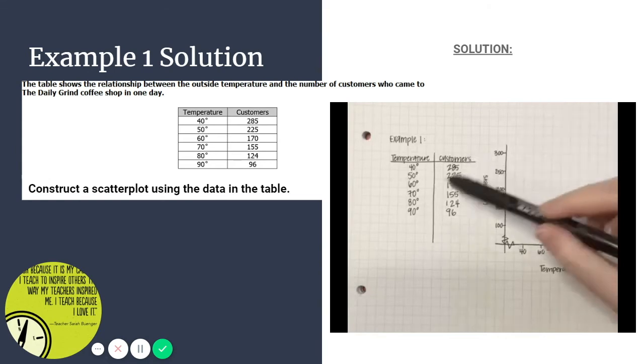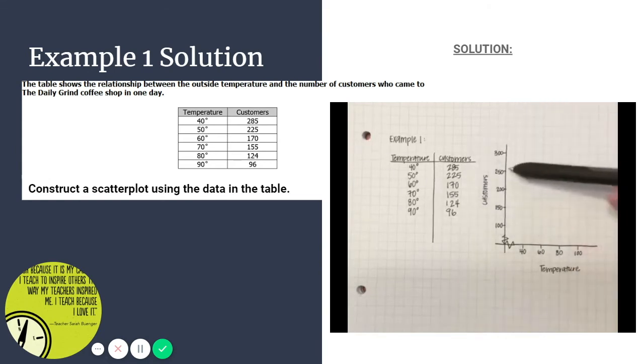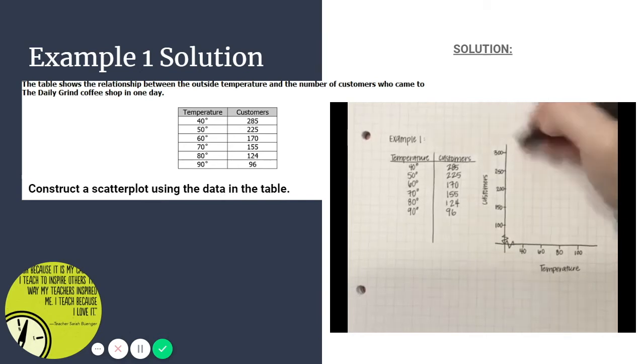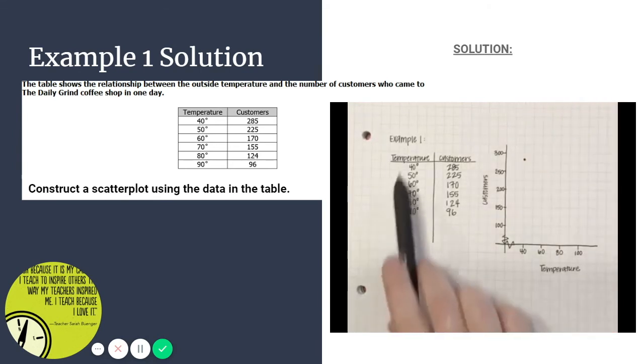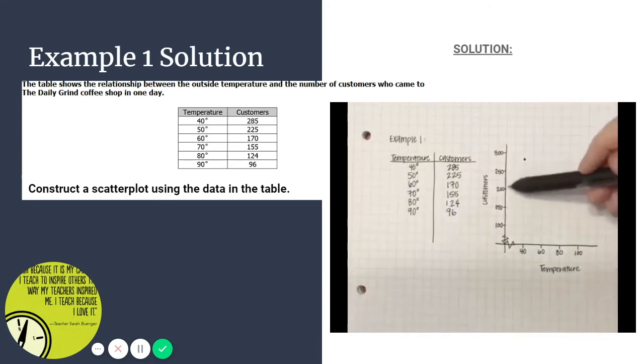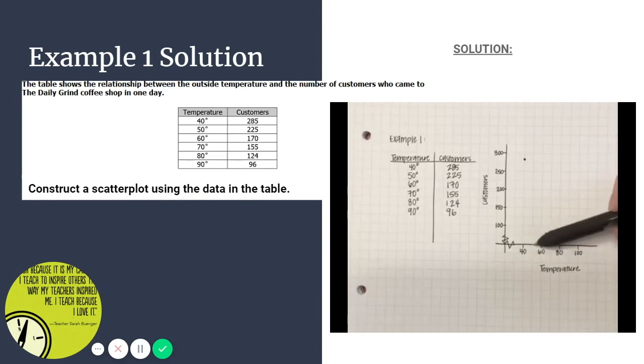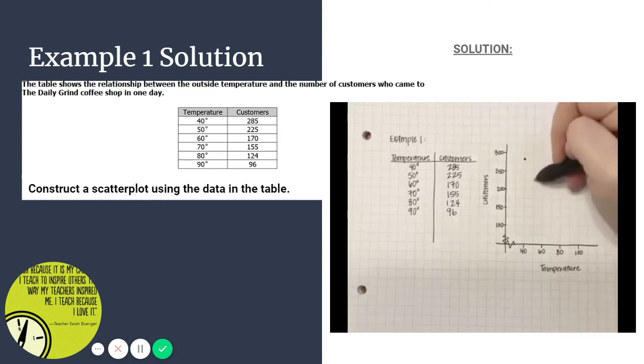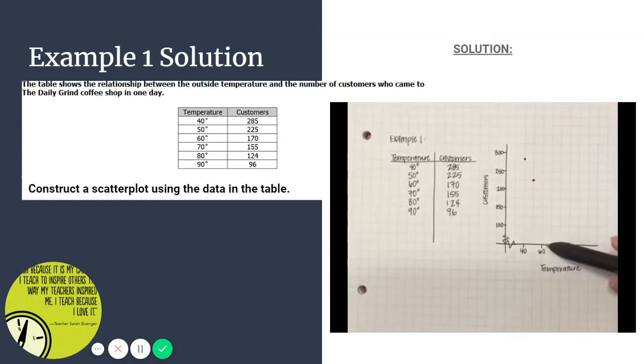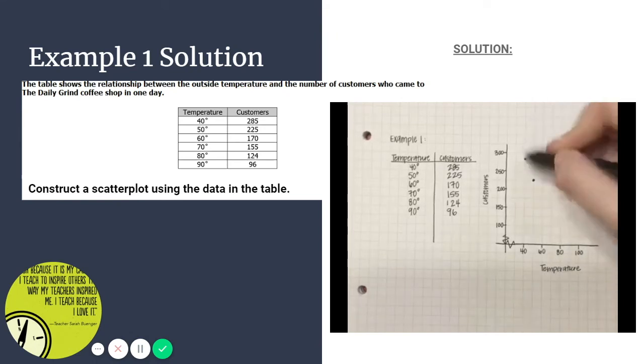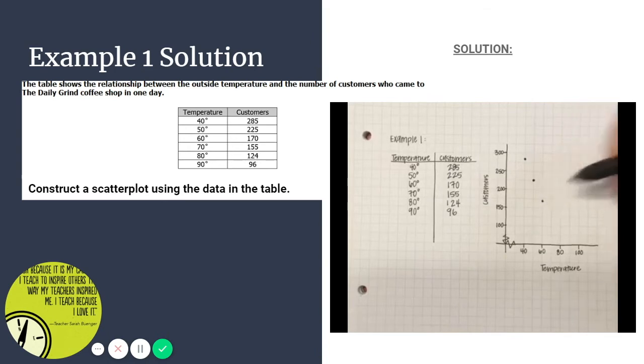So if I have 285 customers, this would be 275. So it's going to be just a little bit above that, floating on that line there at the 40 degrees. 50 degrees, there were 225. So my 50 would be in between the 40 and 60 down here, all the way up to 225 customers. 60 degrees was 170, so that would be just below that middle line there, because that would have been 175. So we're going to put it just below that line.